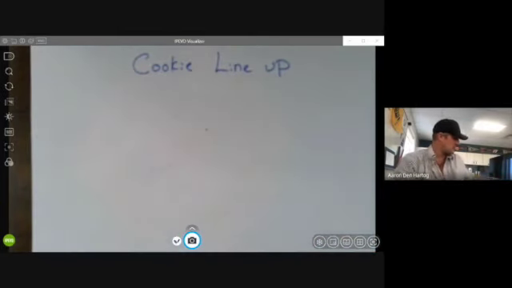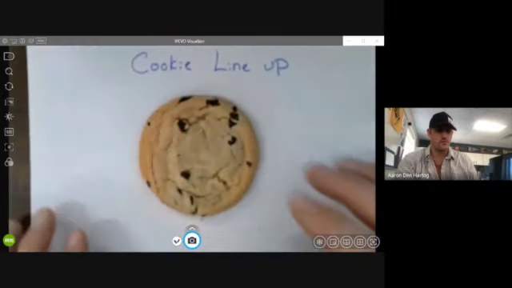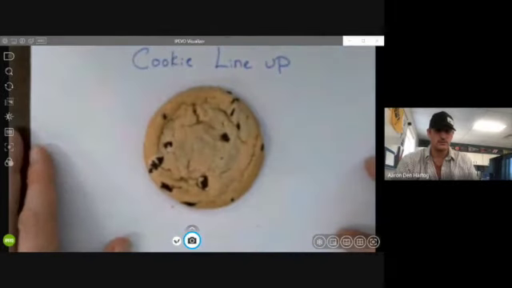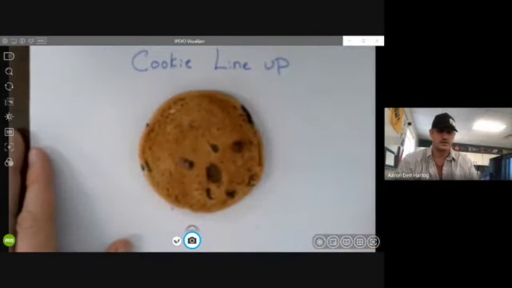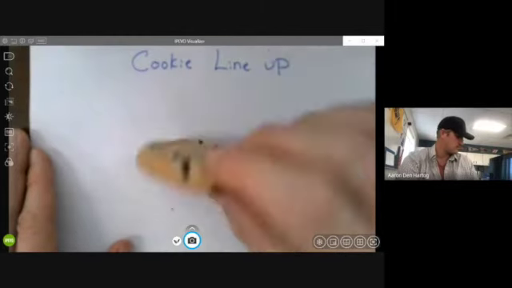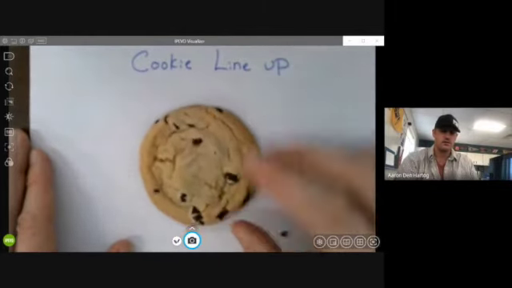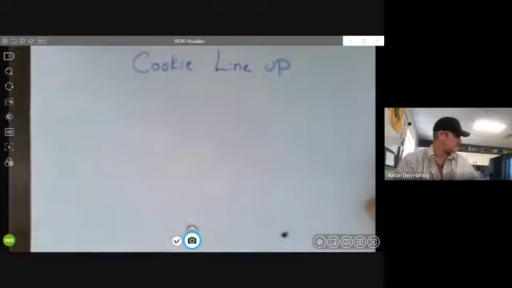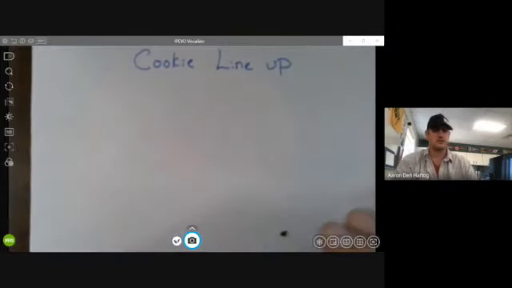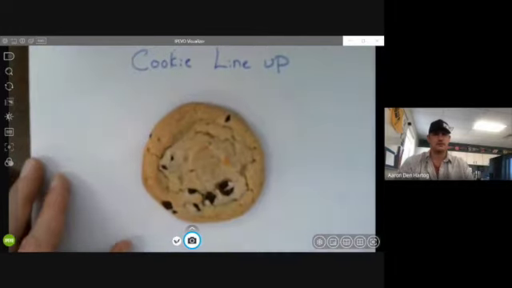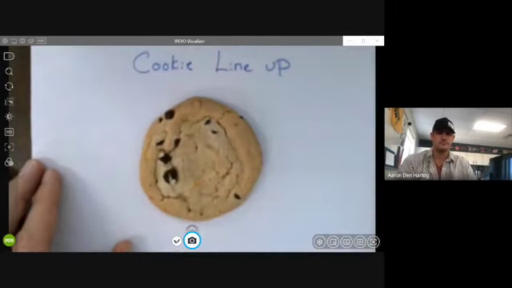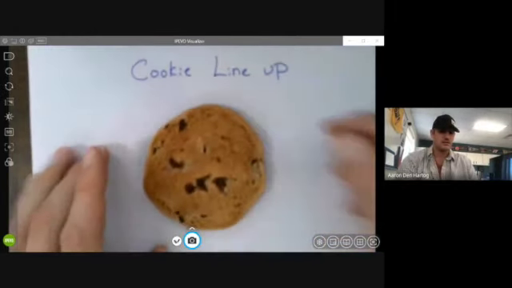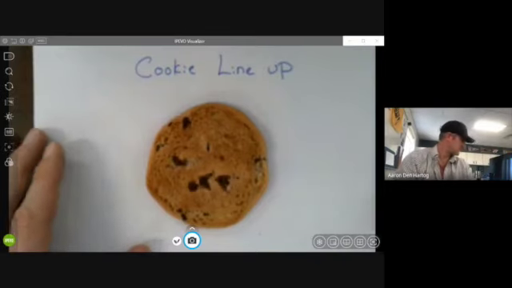Here's cookie number 4. Here's the back side. There's cookie number 4. I wonder which one it would be. And our last cookie, cookie number 5. There's cookie number 5. Which one do you think it is? Which one of these do you think that it was?